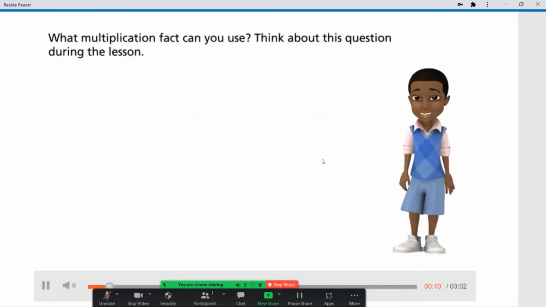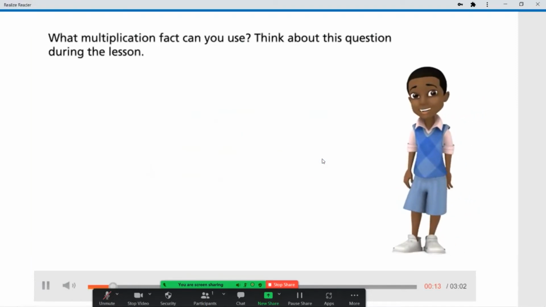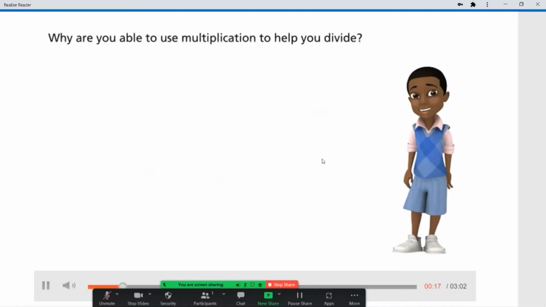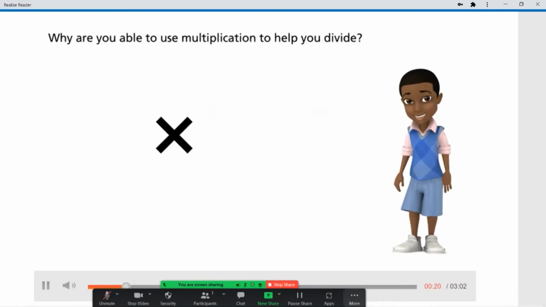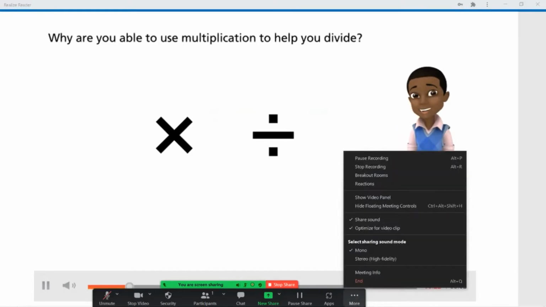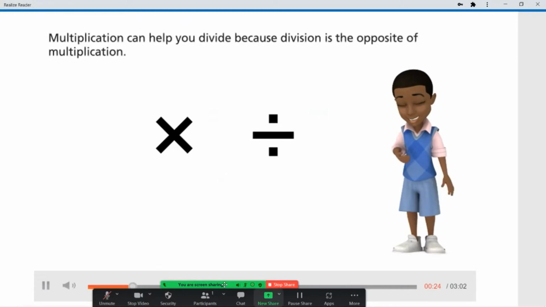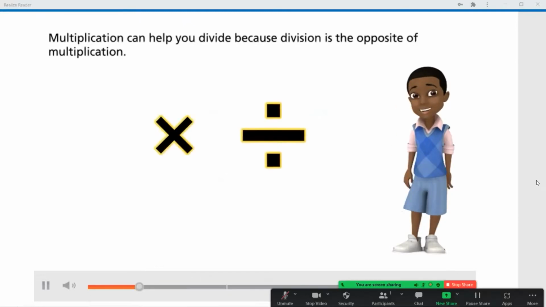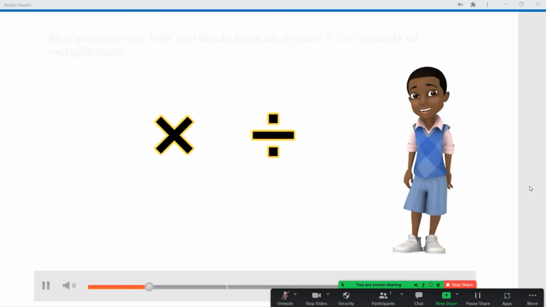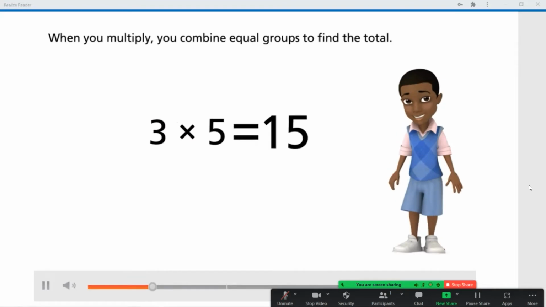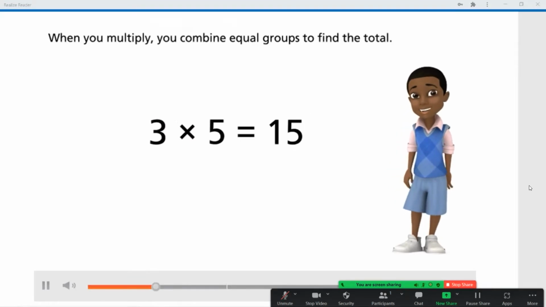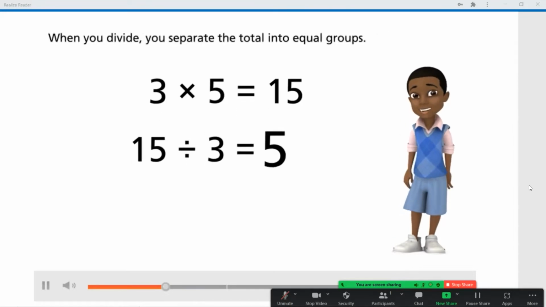What multiplication fact can you use? Think about this question during the lesson. Why are you able to use multiplication to help you divide? Multiplication can help you divide because division is the opposite of multiplication. When you multiply, you combine equal groups to find the total. When you divide, you separate the total into equal groups.